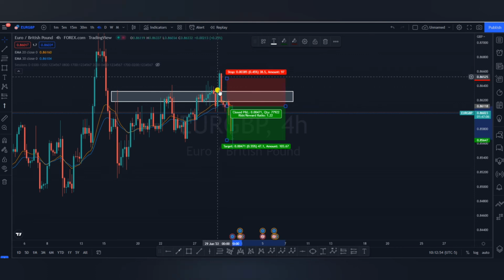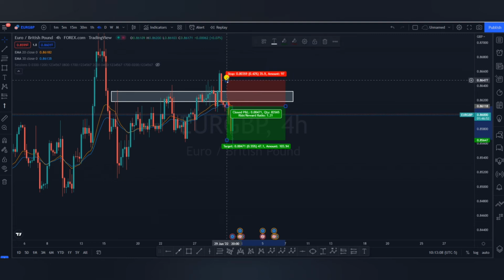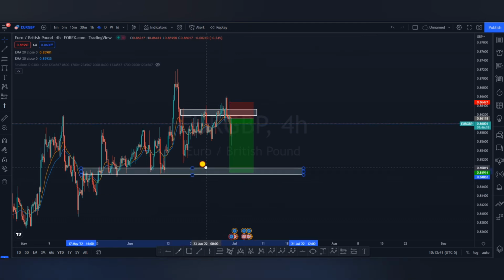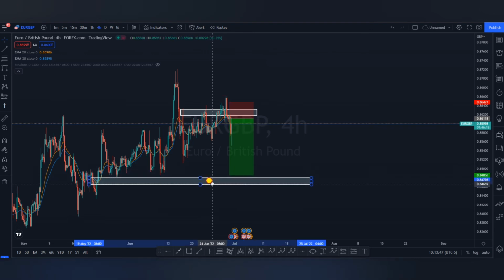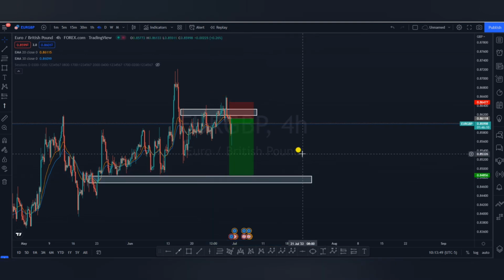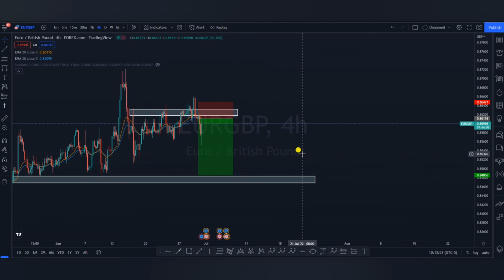I view this already as a manipulation, so I don't expect the market to come back all the way up here. If the market comes back all the way up here, then it's going to buy. That's in my mind. So I put my stop loss roughly in this area above the wick. And my target was somewhere down here in this area, about 120 pips or something around that. That's where my target is currently, right?